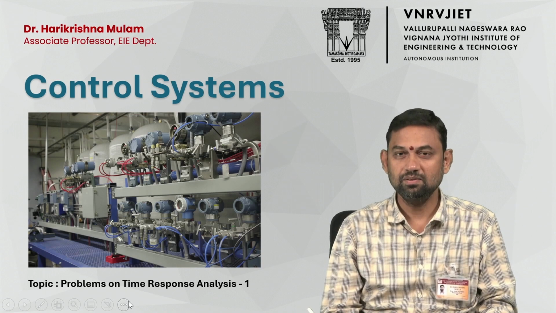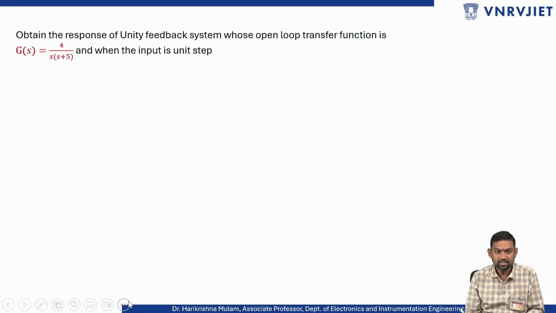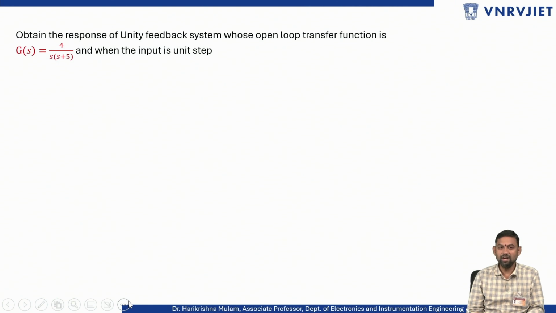In this lecture, we will solve a problem on time response analysis. So, let us solve this problem. Here, we need to obtain the response of a unity feedback system whose open loop transfer function is G(s) = 4 / (s(s+5)), and the input is a unit step input.